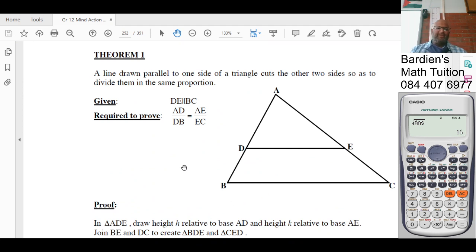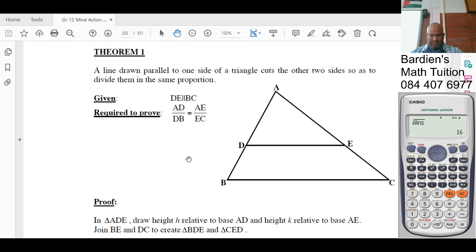Right, theorem 1. This theorem you need to know. It's examinable. It's worth 6 marks. Right, I see you guys are sitting forward now. Alright, here we go.